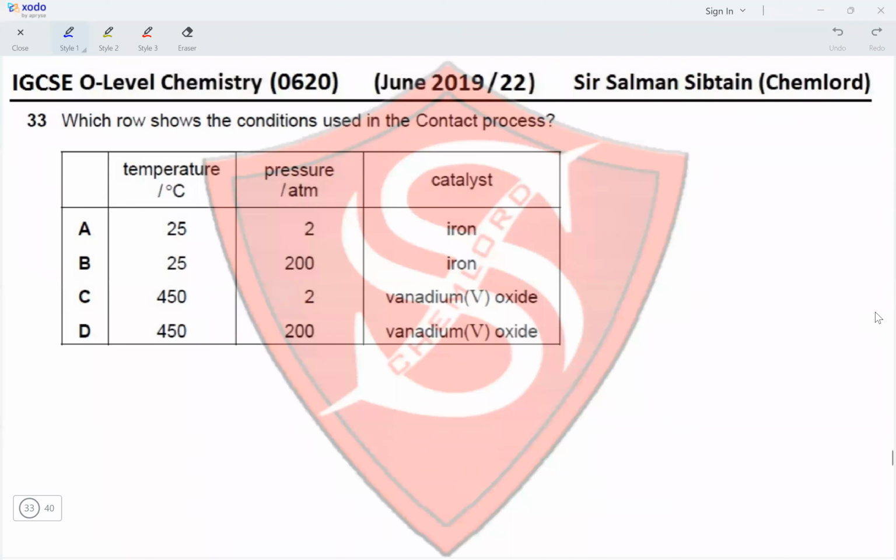Question 33. Which row shows the conditions used in the contact process? So the temperature used is 450 degrees Celsius, eliminating options A and B. The pressure used is 2 to 8 atmospheres, eliminating option D. And the catalyst uses vanadium(V) oxide, making option C the correct option for this question.